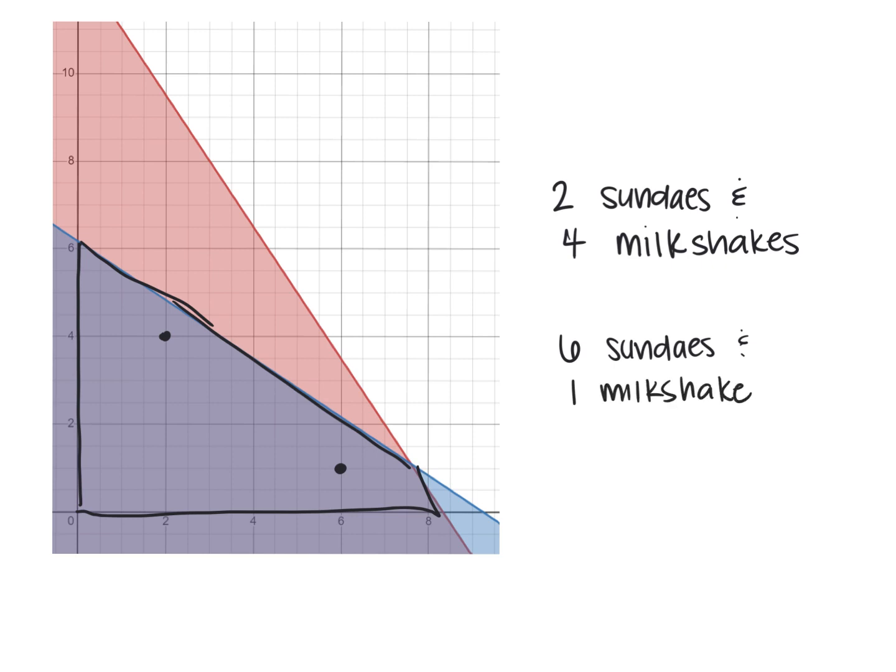Now obviously these are not my only 2 solutions. There are plenty of other ones, like I could make 0 sundaes and 6 milkshakes. Or I could make 0 sundaes and 8 milkshakes. There's plenty of different other solutions, but in this case I do have to make sure I pick only whole number solutions, because you can't make a decimal number of sundaes or milkshakes.